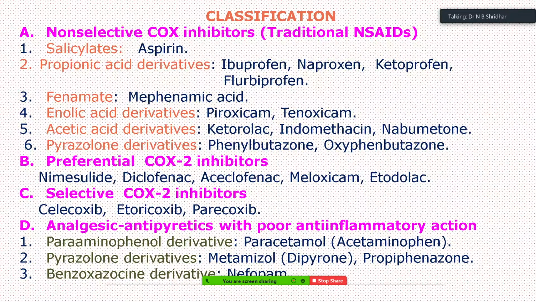Whereas the other classification, D, is analgesic antipyretics with poor anti-inflammatory action. Para-aminophenol derivatives, just like paracetamol, which has very good antipyretic activity, whereas the anti-inflammatory activity is minimal. Paracetamol is also called acetaminophen. And pyrazolone derivatives like metamizole, or dipyrone, and propyphenazone. So, these are all the classes of the drugs. And benzoxazocine derivatives like nefopam and other drugs. This is the classical classification of the drugs, and one has to remember these drugs like salicylates, preferential COX-2 derivatives, selective COX-2 inhibitors, analgesic antipyretics, etc.